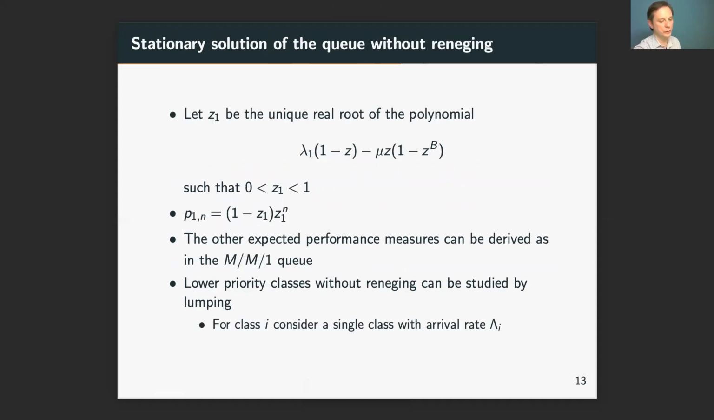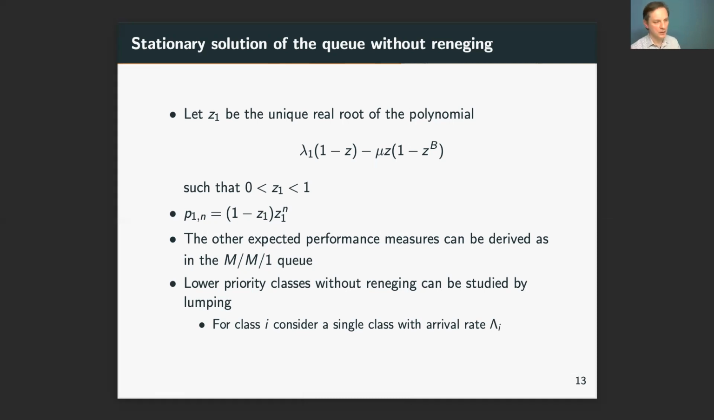Okay, so the solution of the queue without priority is very well known in the literature. It has a geometric form, the stationary distribution: 1 minus z, z to the power of n. But z, instead of being lambda over mu like in the M/M/1 queue, is the real root of this polynomial. And we can prove that if the queue is stable, then z1 is a root which stands between 0 and 1, and it's real.